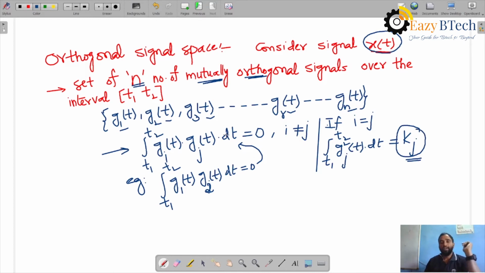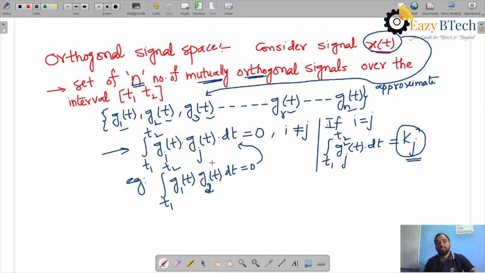Now, what I am going to do, I am going to write x of t using this n number of mutually orthogonal functions. I am going to approximate x of t, any arbitrary signal, using all these mutually orthogonal functions, g1, g2, g3, and so on, gn. Right? So that we are doing now.